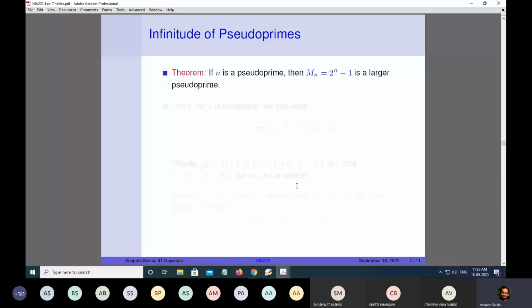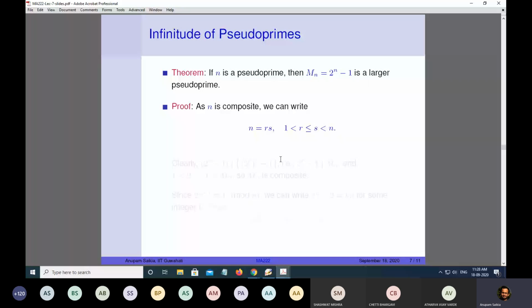Okay, if n is a pseudo-prime, then 2 to the power n minus 1 is also a pseudo-prime. And certainly this will be bigger than n. So that way, next time you start with mn and you get another one. So you can keep producing pseudo-primes. How do I know that this is pseudo-prime?